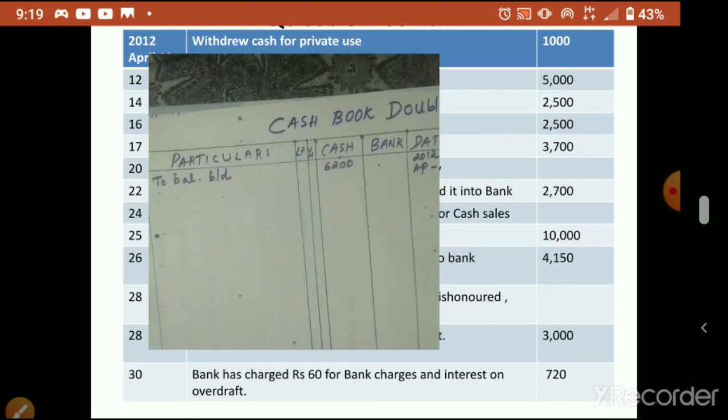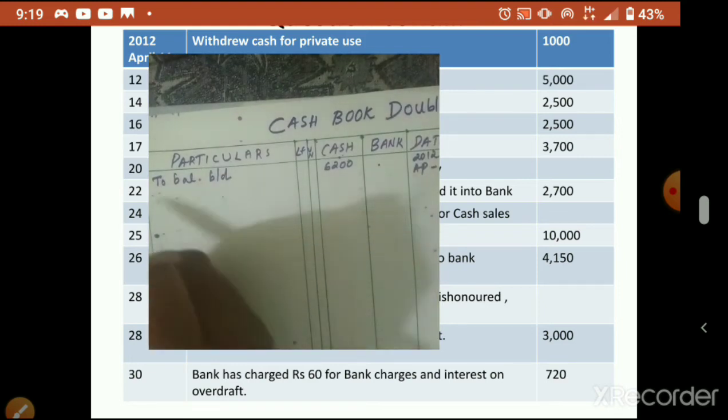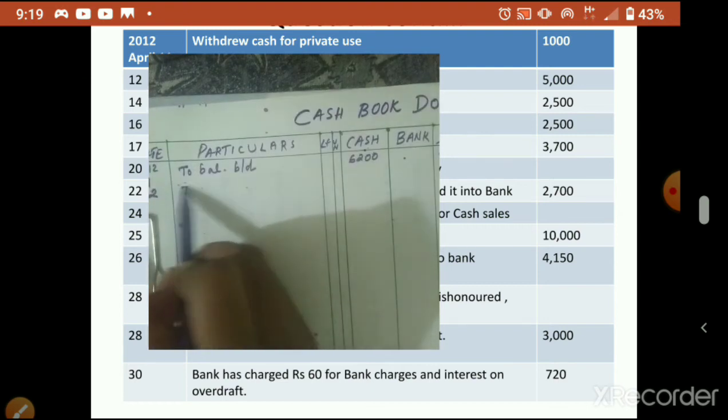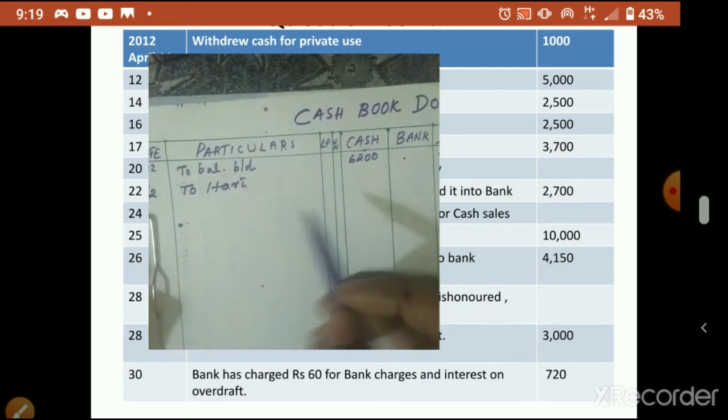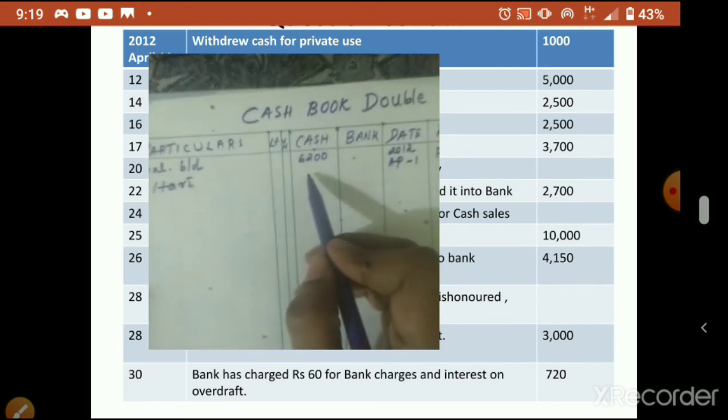Okay, now on second, what happened? Received a check from Hari and paid into the bank on the same day. So same day we deposited. So no problem. What you can write? Who gave the check to you? Hari, that is the customer name. You deposited in the bank.